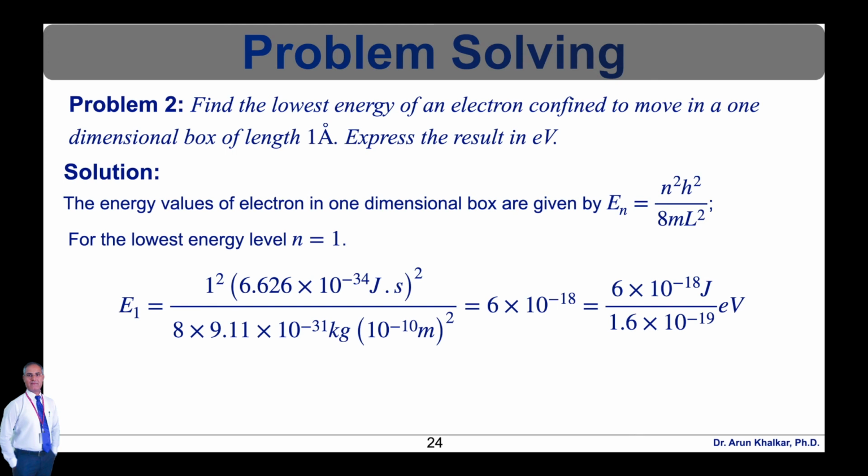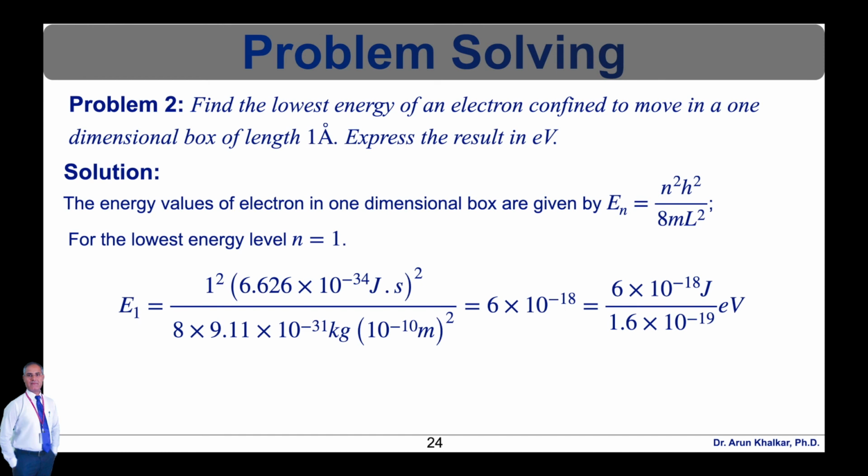So E1 is equal to 1² times (Planck's constant, that is 6.626 × 10^-34 joule seconds)², divided by 8 times the mass of an electron, that is 9.11 × 10^-31 kilogram, times the length of the box squared. The length is 1 angstrom unit, which is nothing but 10^-10 meter. So after solving this, we can write E1 is equal to 6 × 10^-18.